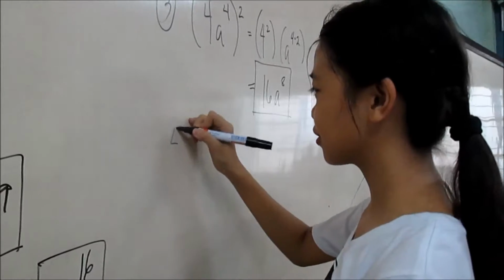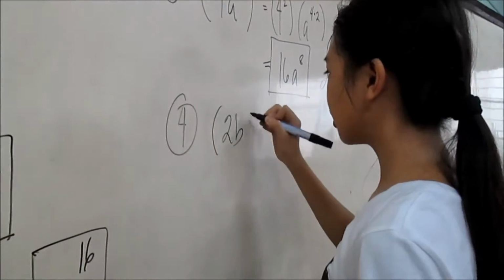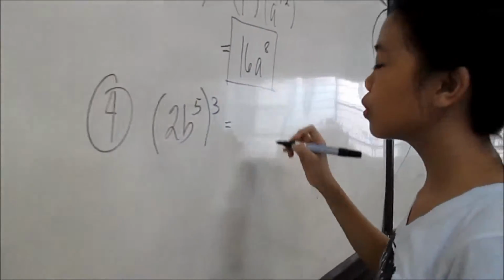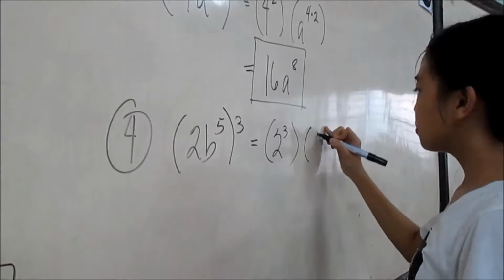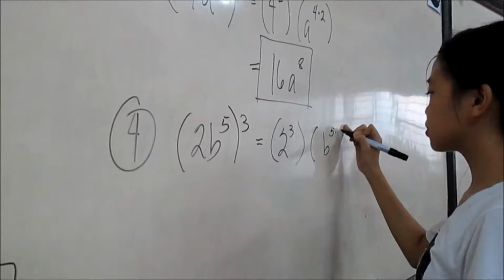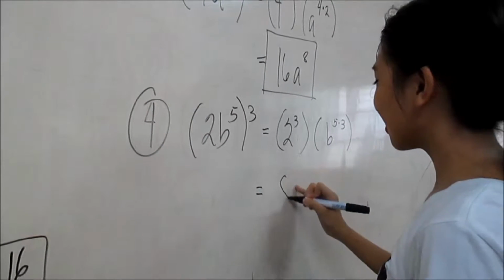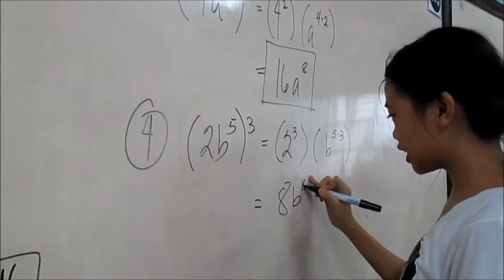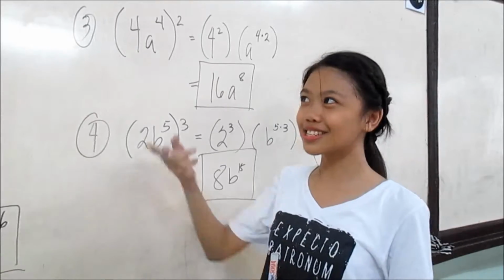Example number 4. 2b raised to 5, raised to 3, is equal to 2 cubed times b raised to 5 times 3, which is equal to 8b raised to 15. So that's how it is. The second law, the power rule.